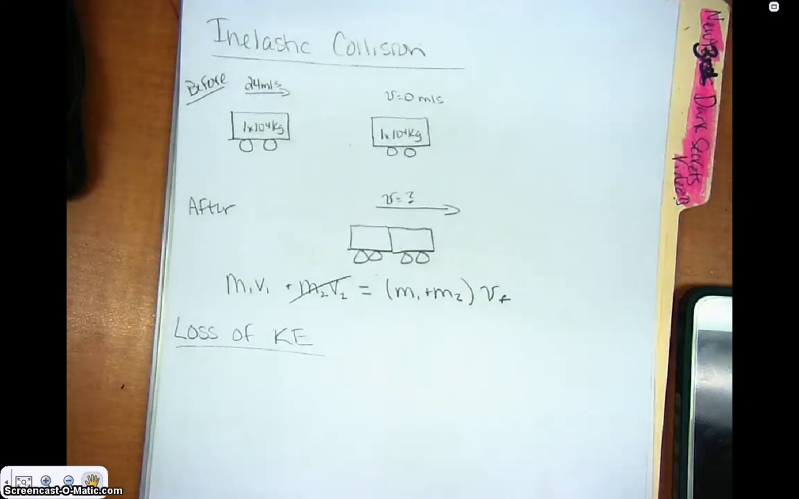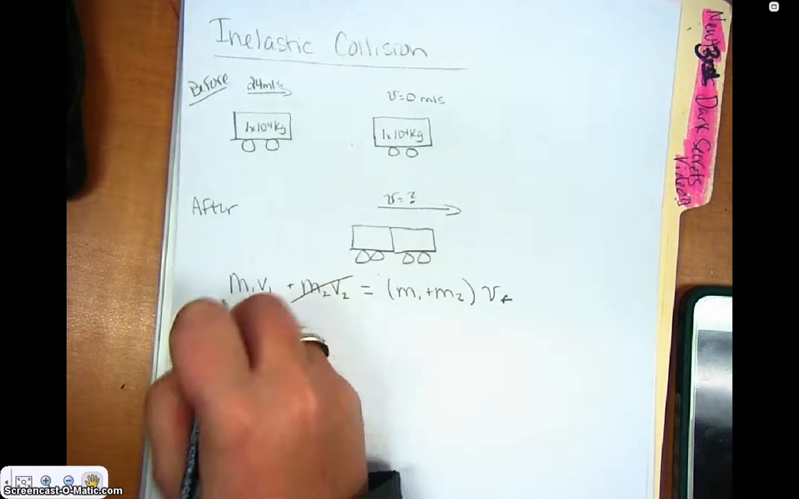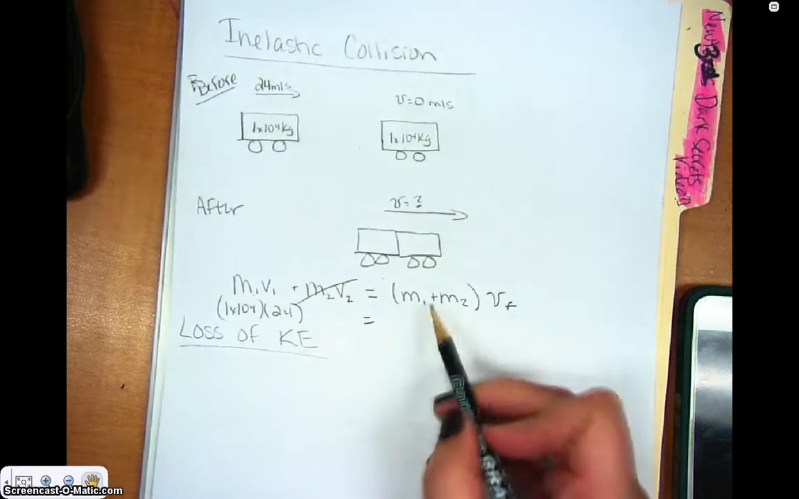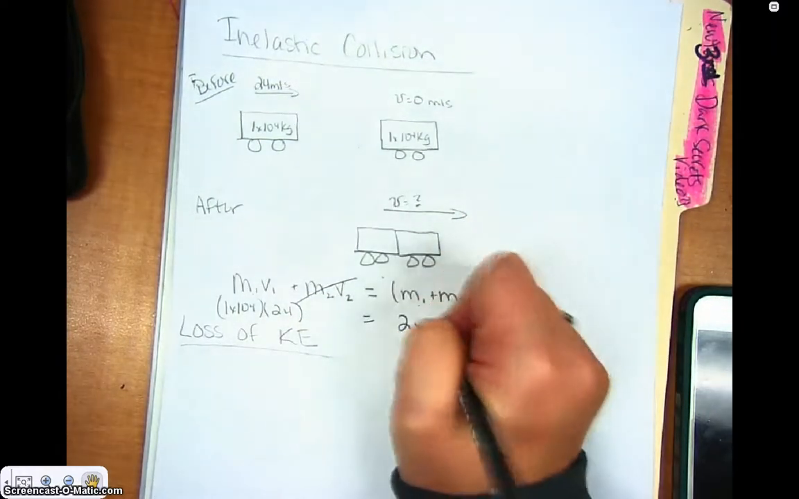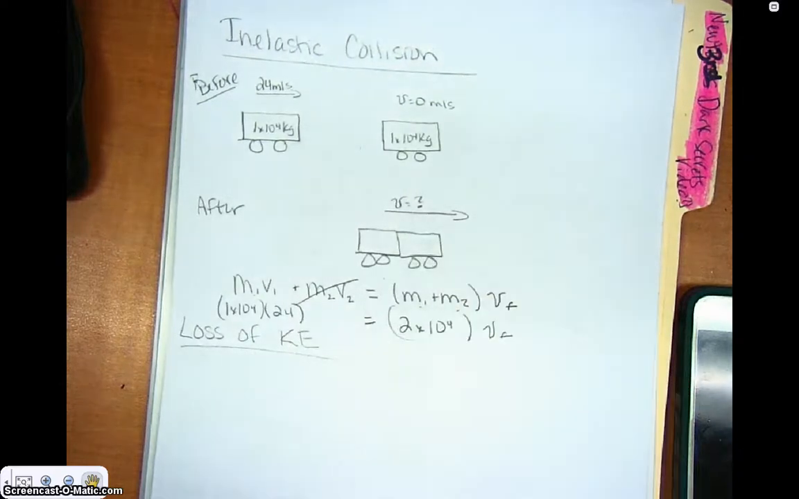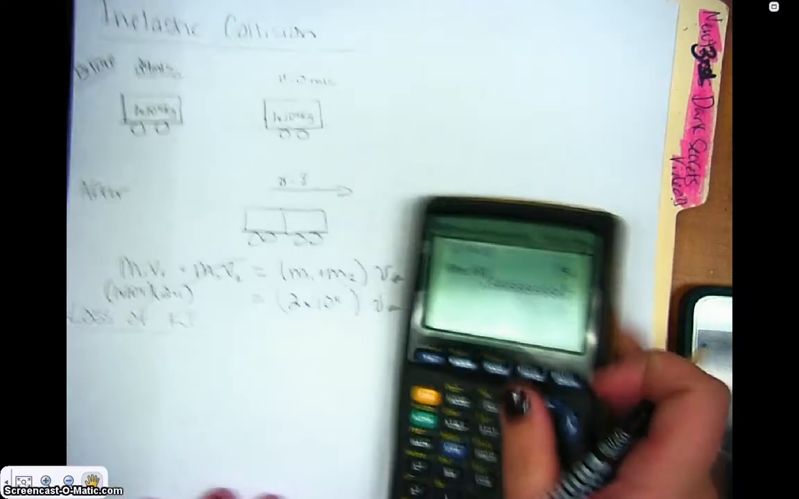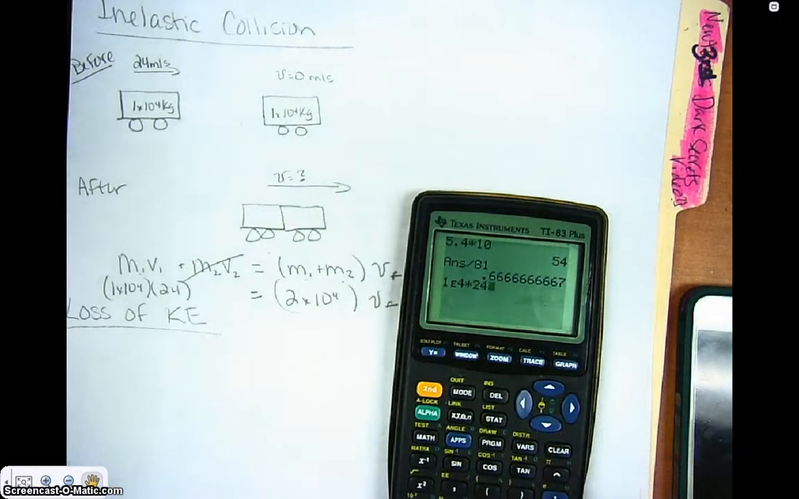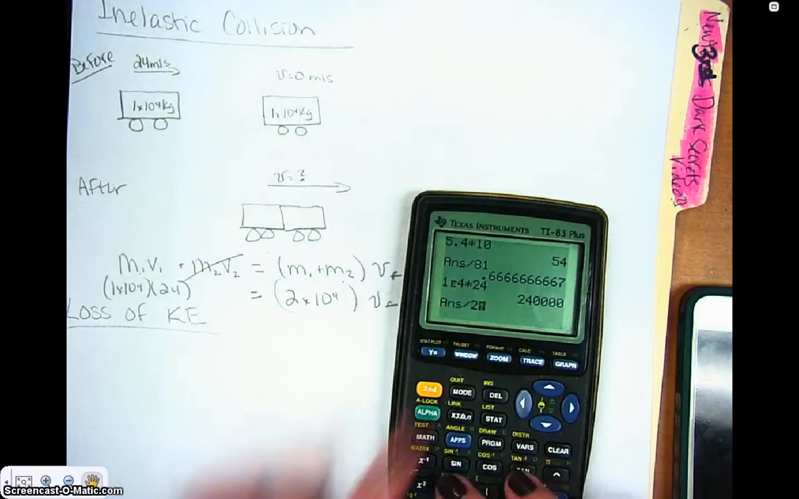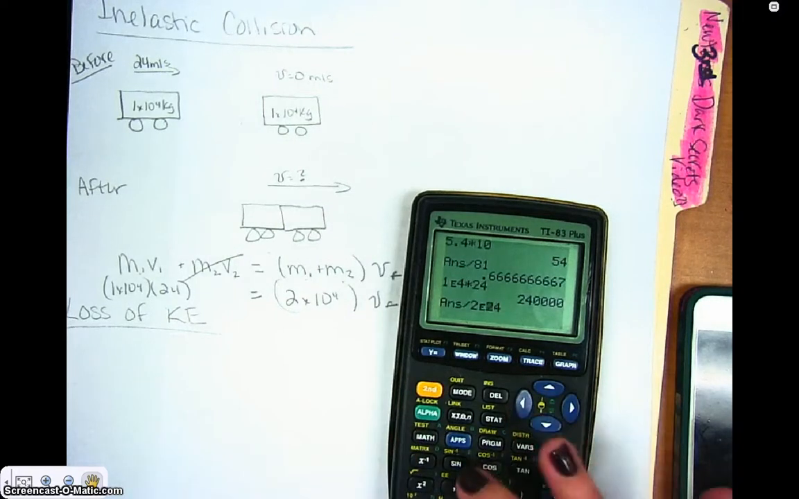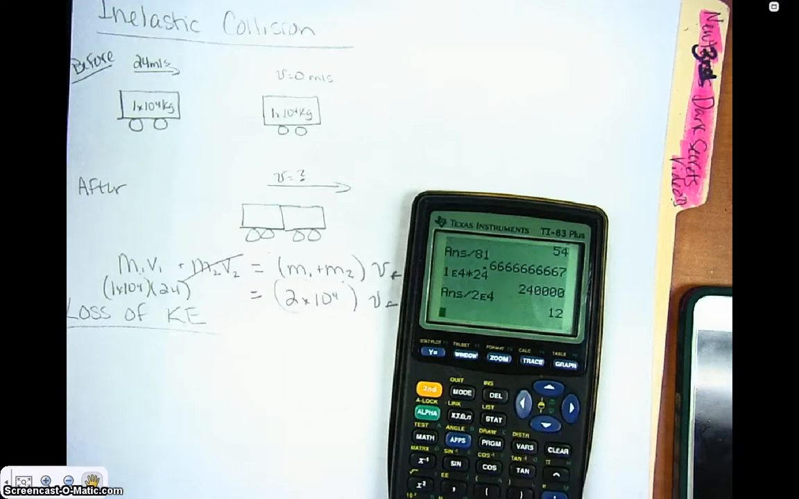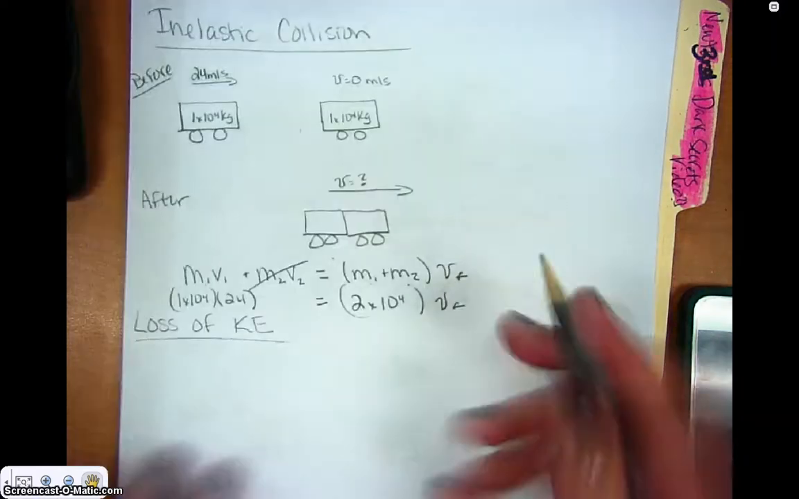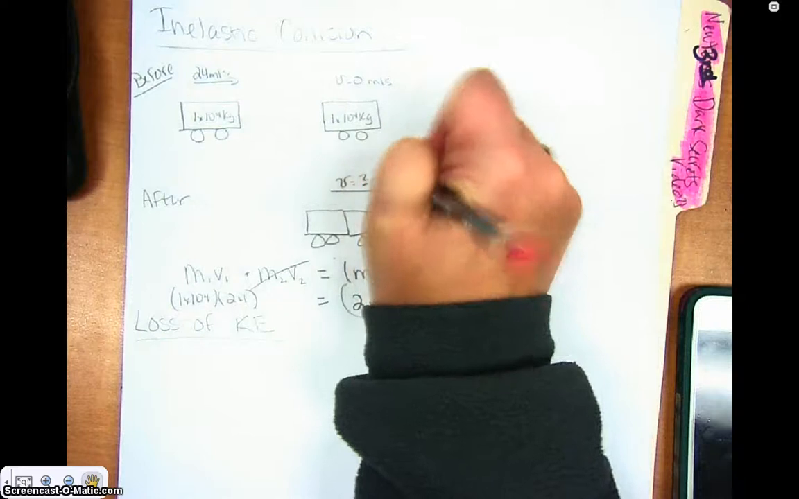So all I would have to do is say, okay, well, the mass of 1 is 1 times 10 to the 4th times the velocity is 24. And that has to be equivalent to mass 1 plus mass 2, so that's going to be 2 times 10 to the 4th times V final. Okay? And then I just have to solve for V final. So let's go ahead and put this in. So 1E to the 4th times 24, and then divide that by 2E to the 4th. And I get my V final is 12. So notice I have doubled the mass and it has halved the velocity. So in this case, my V final here would be 12 meters per second to the right.